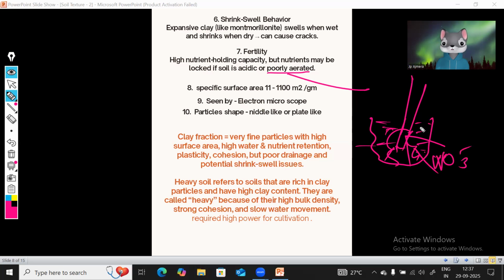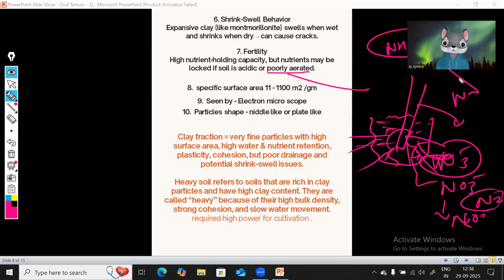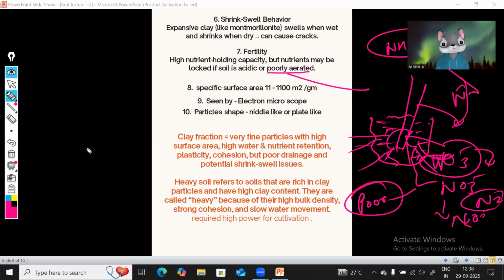So in the poor aeration case, the nitrate will convert into nitrogen, a dioxide or simple element. So the plant can't take nitrogen as a complex, NO3 minus. So this would be unavailable to the plant just because of the poor aeration. Correct?